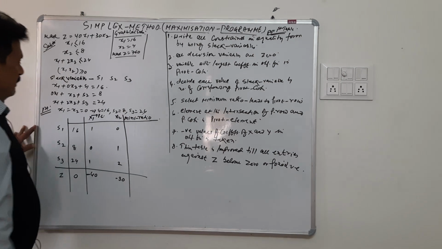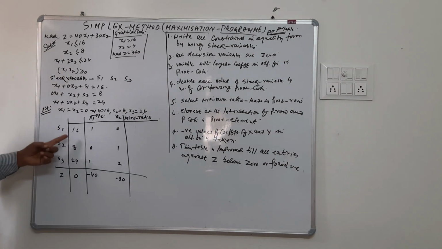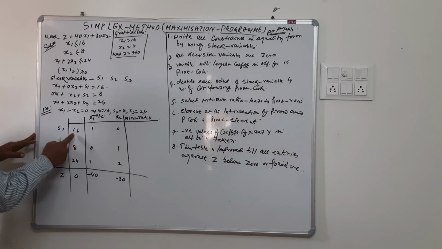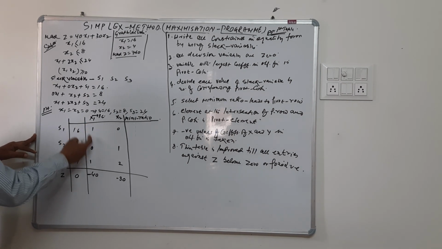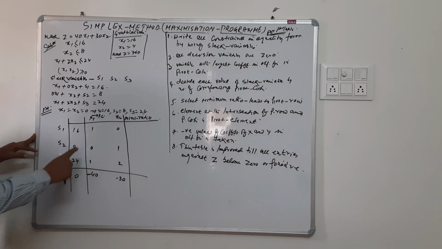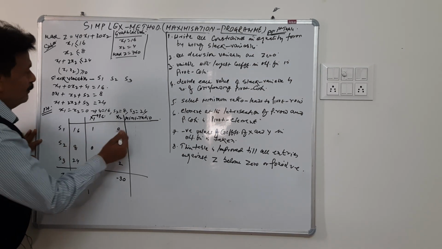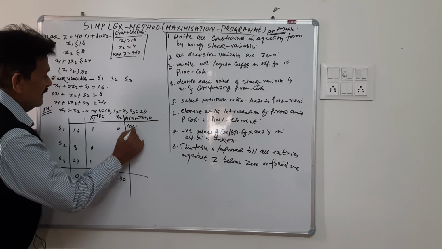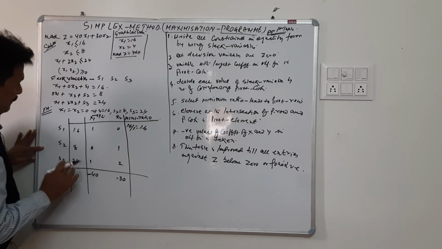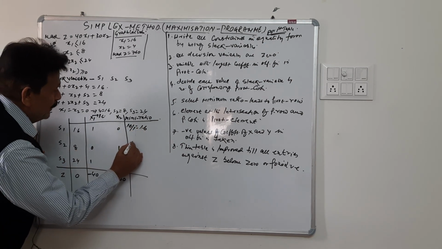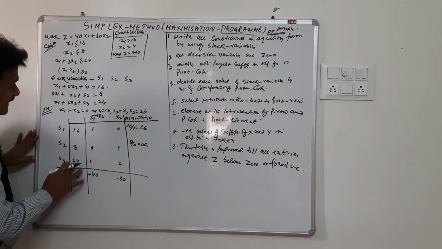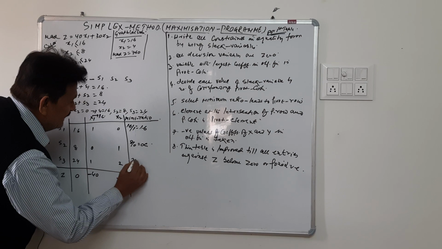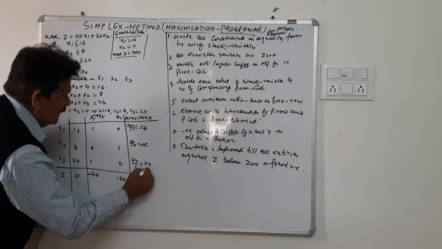What do we do for the minimum ratio? These three are the solution values of the slack variables. We divide each value of this column by the corresponding value of the pivot column. So 16 by 1, that is 16; 8 by 0, that is infinity; and 24 by 1, that is 24.